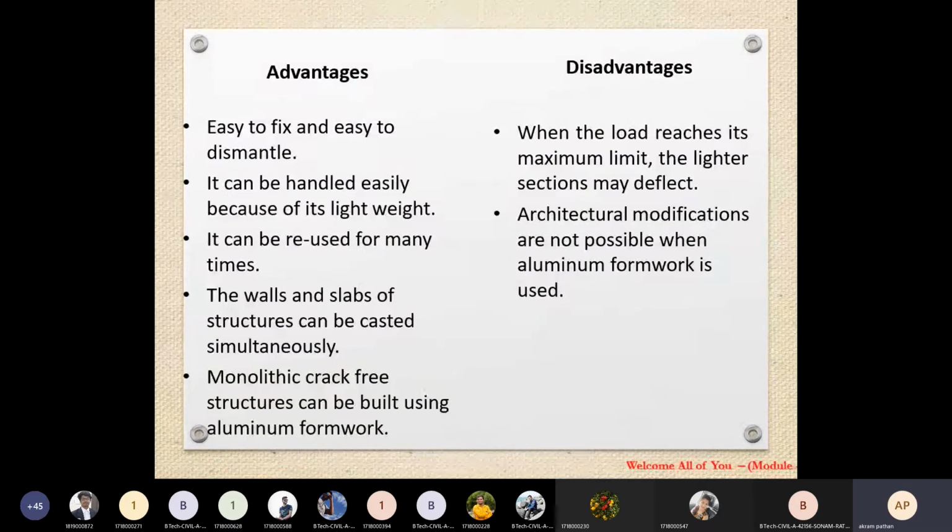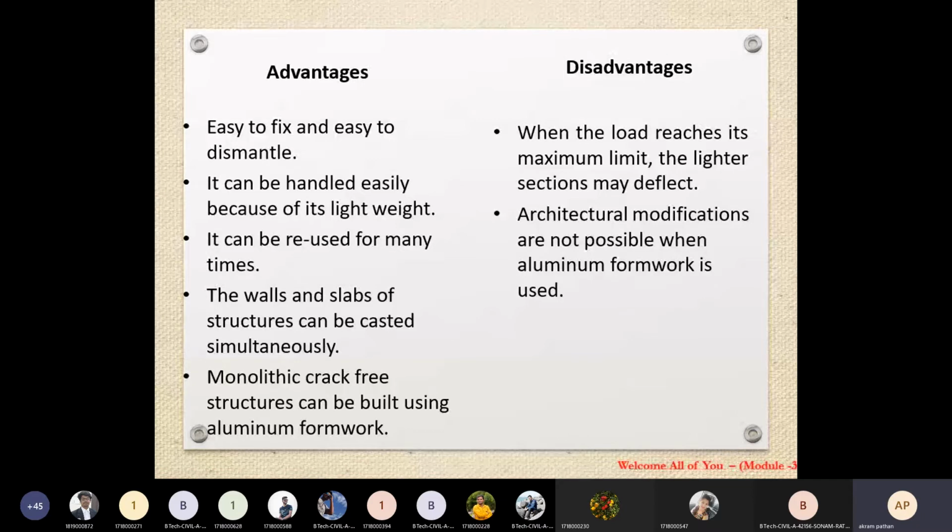Then these are the certain advantages and disadvantages regarding the aluminum formwork. Easy to fix and easy to dismantle. It can be handled easily because of its lightweight. It can be reused many times. The walls and the slab of the structure can be casted simultaneously. Then a monolithic crack-free structure can be built using the aluminum formwork. So these are the advantages.